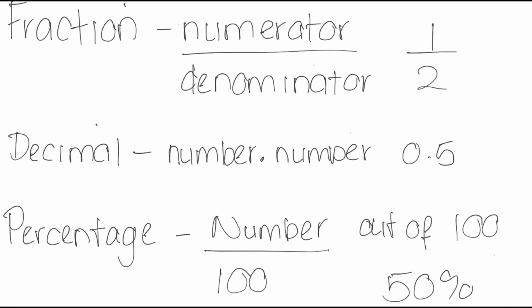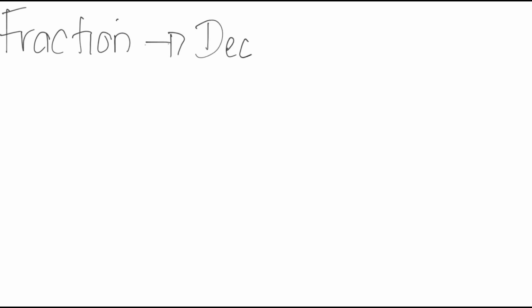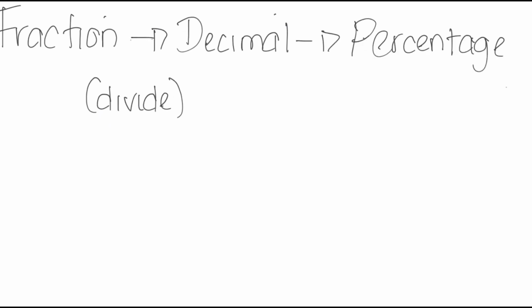Today we're going to be going through fractions, decimals, percentages, how to convert fractions into decimals and decimals into percentages. So let's get into it. We're going to run through some calculations. To convert a fraction into a decimal, we divide it. And then to convert a decimal into a percentage, we multiply that by 100.